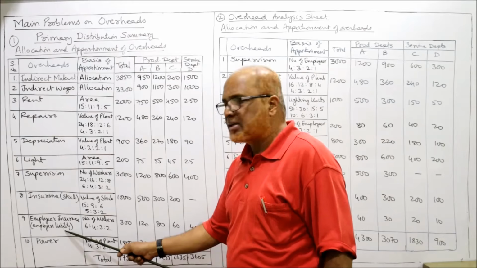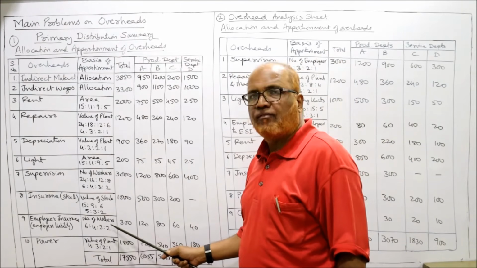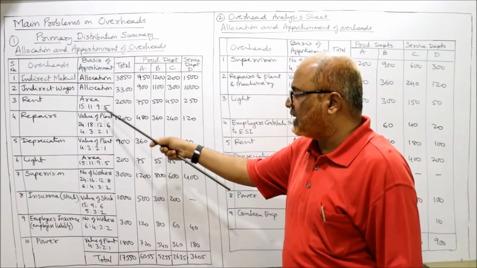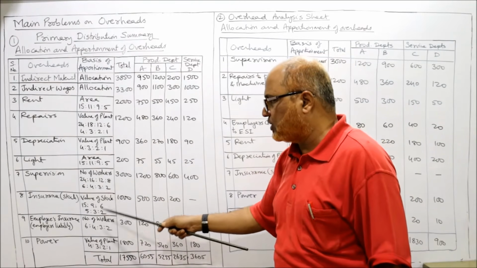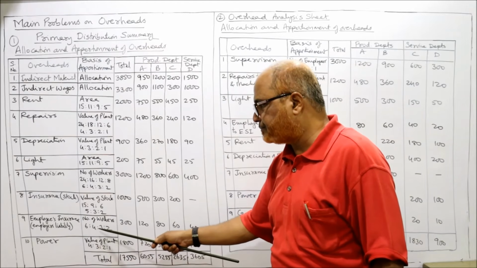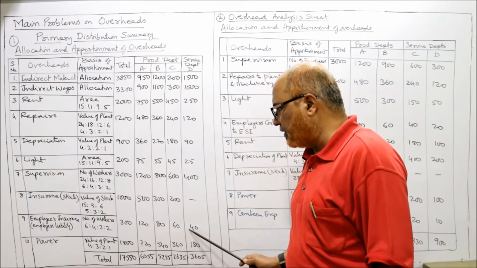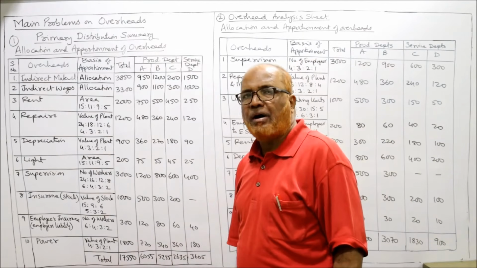Employees insurance, employers liability, it is given 300 rupees. Now it is based on number of workers. Number of workers we have already taken here: 6432. So 300 into 6 by 15, then 300 into 4 by 15, 300 into 3 by 15, 2 by 15.